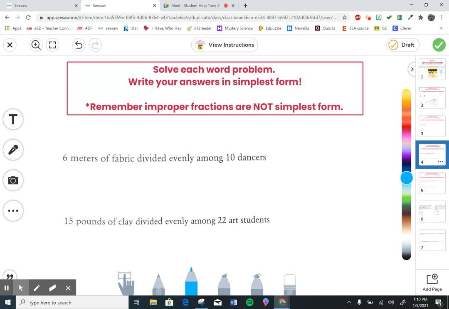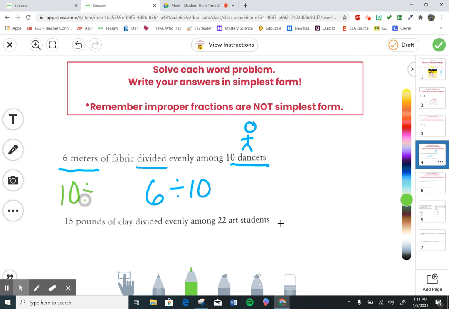So let's look at doing number 1 on this page, on page 4, the first one. It says 6 meters of fabric divided evenly among 10 dancers, right? Dancers are people. Please do not divide your people. We want 6 divided by 10. We don't want 10 people divided into 6 meters. No, we want 6 meters of fabric given out to each of the 10 people, right?